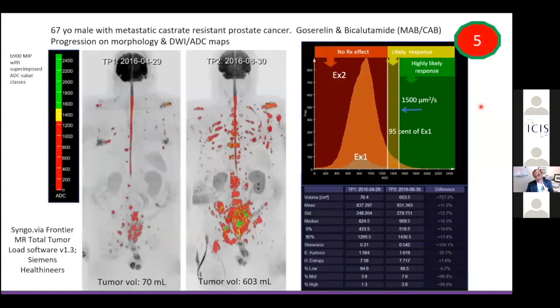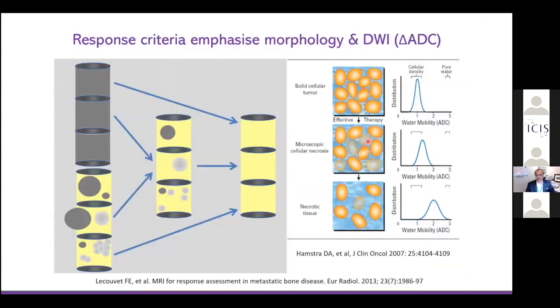Now, the reason I brought up these histograms is to show you that, in fact, the ADC does not change. So you can see examination number 1, less tumor, a lower histogram. Examination 2, more tumor. But look at the ADC value. The ADC value does not change materially between the 2 examinations.